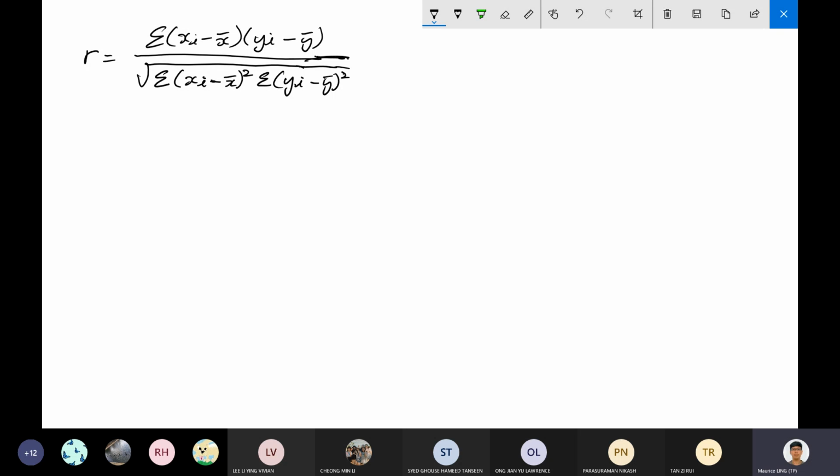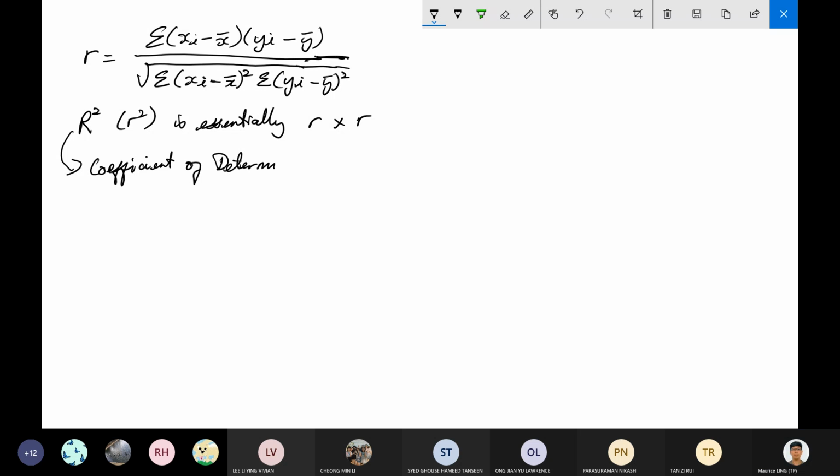Then there's another thing that you always see in Excel. Excel always gives you this thing called R square, or sometimes small capital R square. R square is just R times R, Pearson's correlation times Pearson's correlation. What R square is, is not really correlation, but it's called by a different name, the coefficient of determination. You should have some idea what it is.